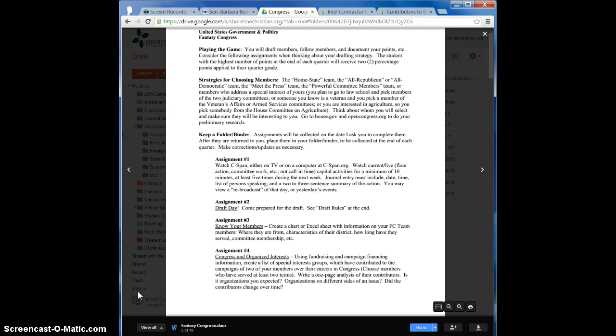So thinking about, are these the organizations you expected? Is this in line with the kind of things that your senator or rep is interested in, the committees they're on? Are you surprised? Are some of the organizations on different sides of an issue that you would expect for this person? And did the contributors change over time? So let's look at a few resources that will help you to answer those questions.